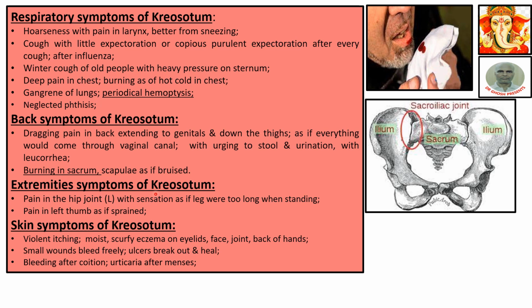Extremity symptoms of Kreosotum: pain in the hip, left hip, with sensation as if leg were too long when standing. Pain in left thumb as if sprained. Skin symptoms of Kreosotum: violent stitching, moist, scurfy eczema on eyelids, face, joint, back of head. Small wounds bleed freely. Ulcers break out and heal. Bleeding after caution. Urticaria after menses.